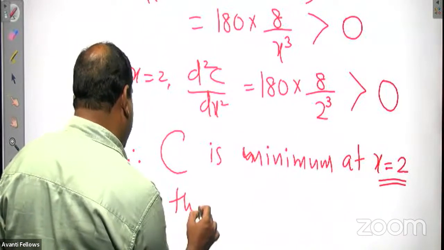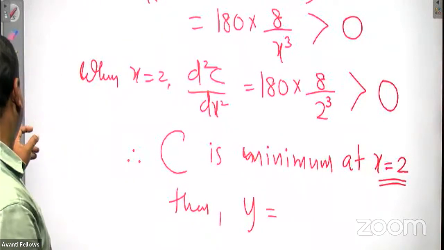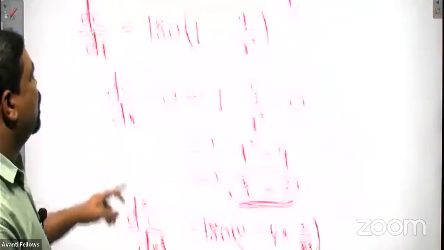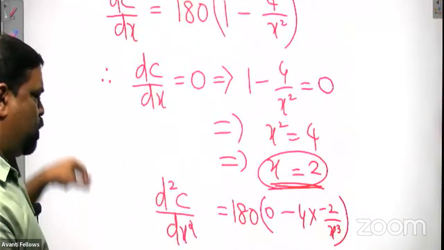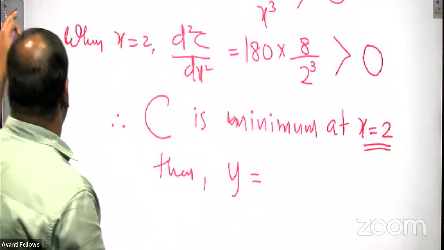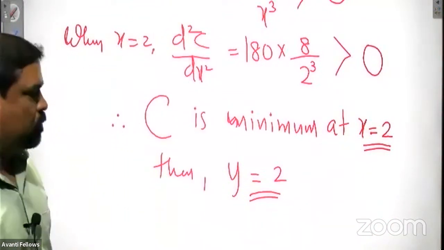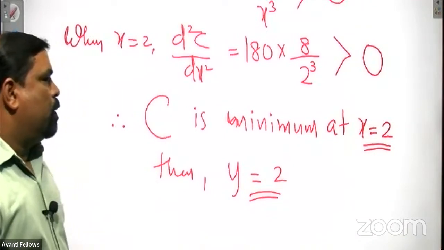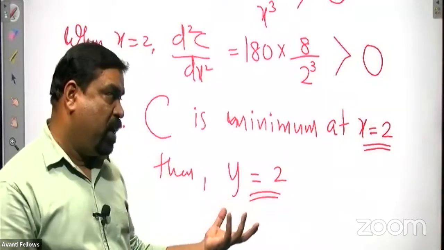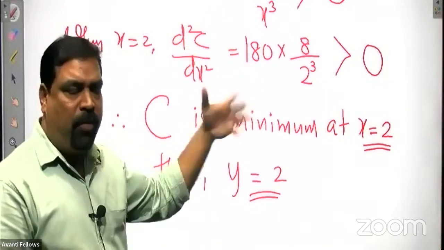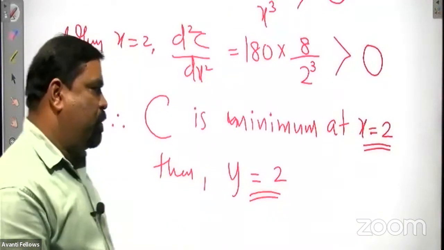Then we can find y also. Sometimes we have to find the dimensions of the box. So when x equal to 2, easily we can find the value of y because we have already one equation, x and y is equal to 4. So when x equal to 2, what is the value of y? Y is also equal to 2. So the dimensions of the box means the length and breadth both must be 2. Height is also given actually, 2 only. So in fact, ultimately we will get a cube. The tank must be in the shape of a cube actually.